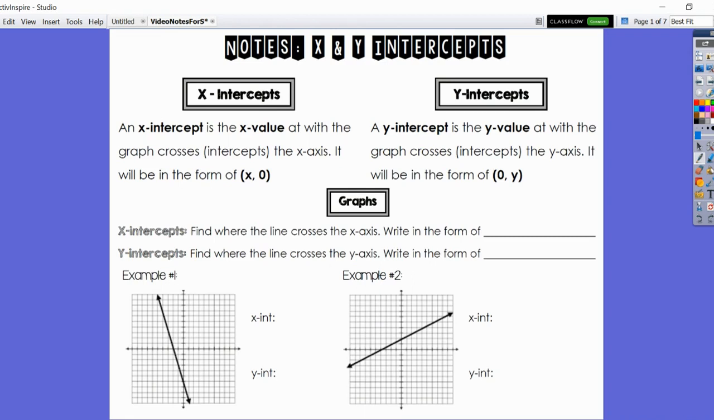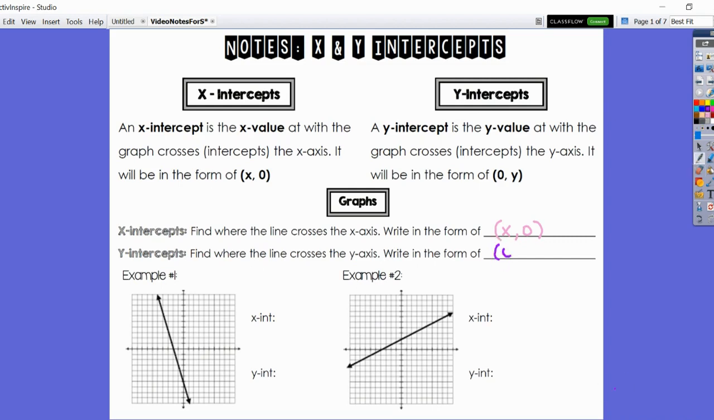To find the x-intercept given a graph, we want to find where the line crosses the x-axis. After we find that, we answer in the form of x comma 0 just like we had over here when we talked about x-intercepts. For the y-intercepts, we want to find where the line crosses the y-axis, and then we'll write that as a point, 0 comma y. Let's go ahead and look at our first example.